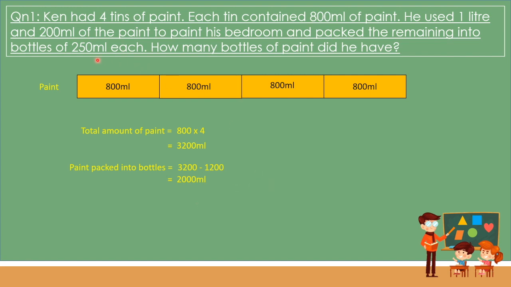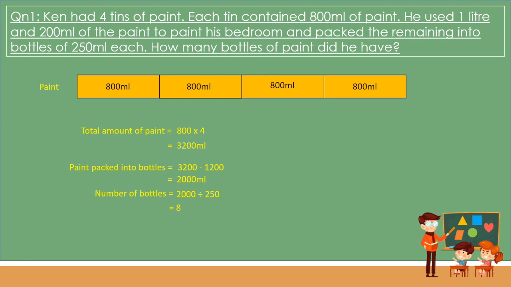So each bottle is 250 milliliters. So how many bottles of paint did he have? So number of bottles would be the amount of paint he had, which would be 2,000 divided by the quantity of the bottle, which would be 250. So 2,000 divided by 250 gives you 8. So he had 8 bottles of paint.